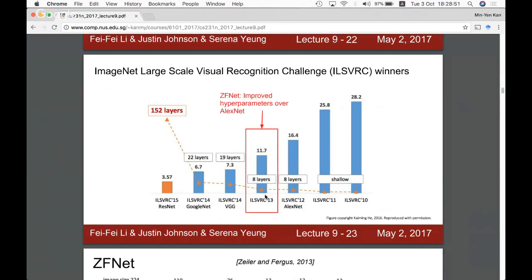And in the next year, 2013, ZFNet came out. It just improved the hyperparameters. All the network structure is the same. It only has different filter sizes and different fully connected sizes. Performance still improved.